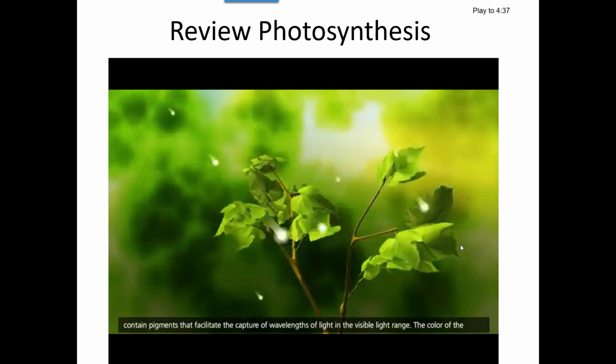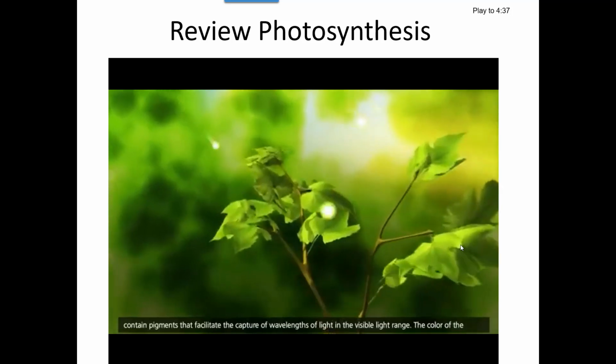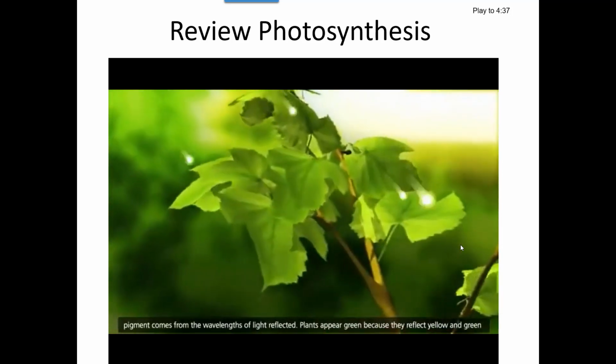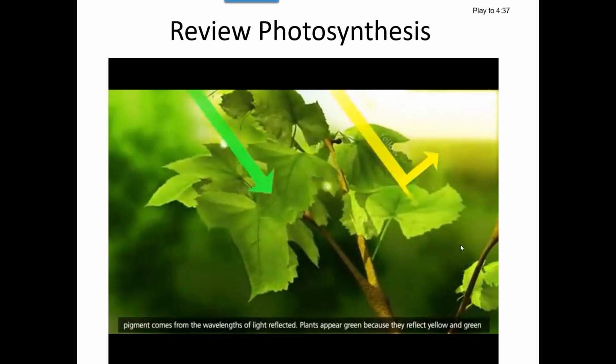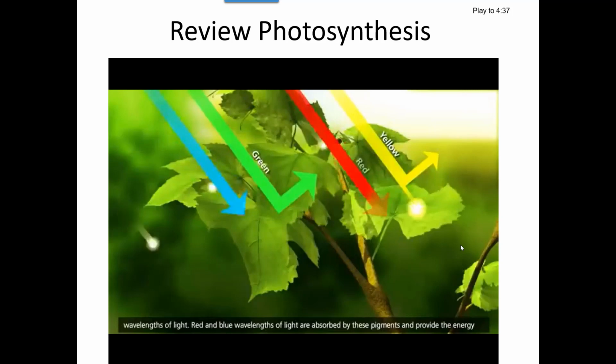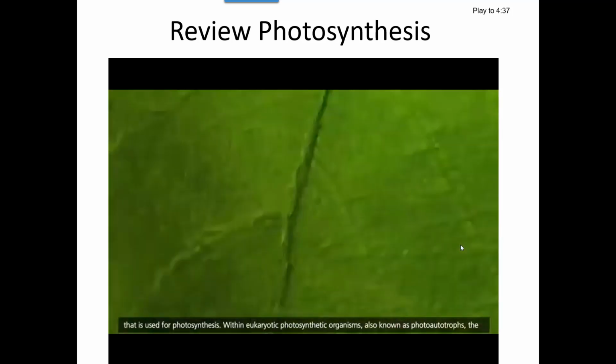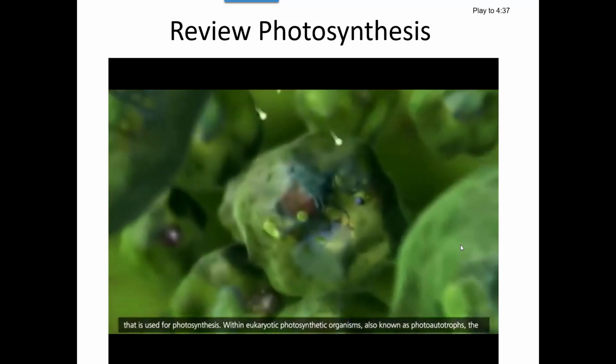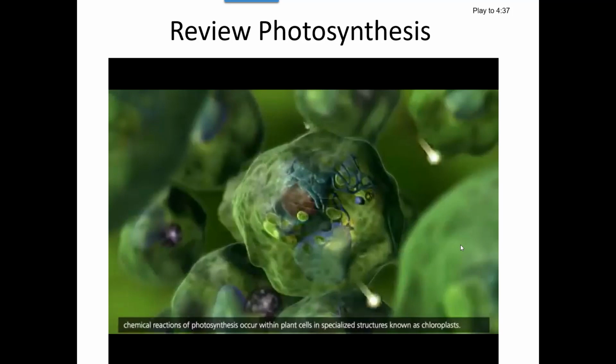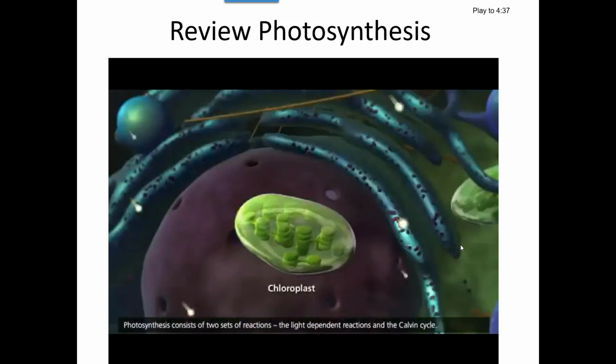Photosynthetic organisms contain pigments that facilitate the capture of wavelengths of light in the visible light range. The color of the pigment comes from the wavelengths of light reflected. Plants appear green because they reflect yellow and green wavelengths of light. Red and blue wavelengths of light are absorbed by these pigments and provide the energy that is used for photosynthesis. Within eukaryotic photosynthetic organisms, also known as photoautotrophs, the chemical reactions of photosynthesis occur within plant cells in specialized structures known as chloroplasts. Photosynthesis consists of 2 sets of reactions, the light-dependent reactions and the Calvin cycle.